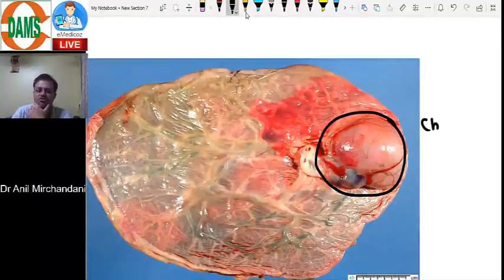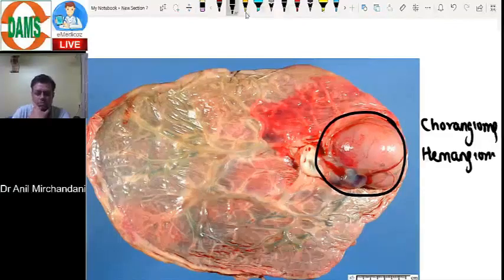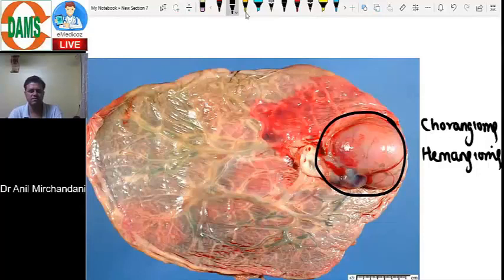It could be chorangioma or hemangioma. Histopath will tell us. We cannot identify. We can just identify that yes, there is a tumor. Even in sonography, we are able to see these things. Placenta is showing abnormality, and that would be seen. And yes, it could be chorangioma, hemangioma. Am I clear? Yeah, guys and girls. So we have understood the causes of polyhydramnios.